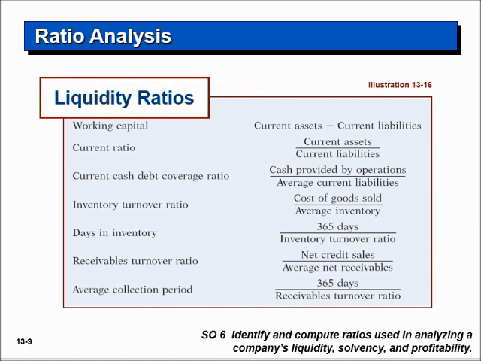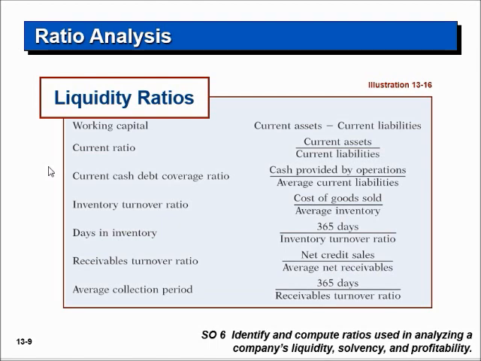Let's take a look at some liquidity ratios. Liquidity ratios include something called working capital. Working capital is just our current assets, those assets which are going to be used up or consumed or converted to cash within a year or the operating cycle, minus current liabilities, liabilities we have to pay within a year or the operating cycle. Then we have the current ratio. The current ratio is current assets divided by current liabilities. We talked about that one along the way.